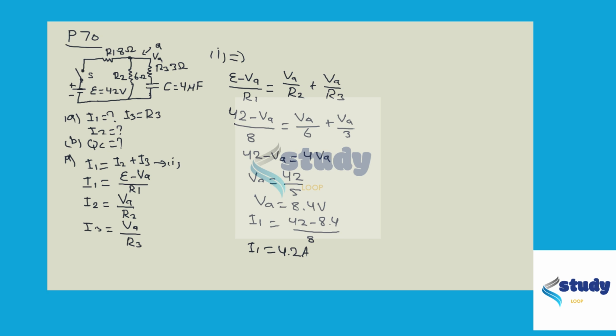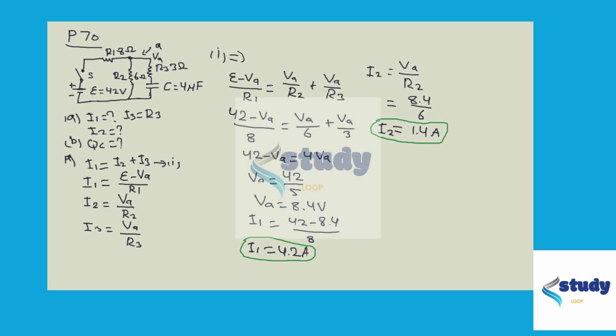So this is our answer to I1. And for I2, we have I2 is equal to VA over R2, and it is equal to 8.4 divided by R2, which is 6 ohms, and this results in I2 of 1.4 amperes. So this is our I2.